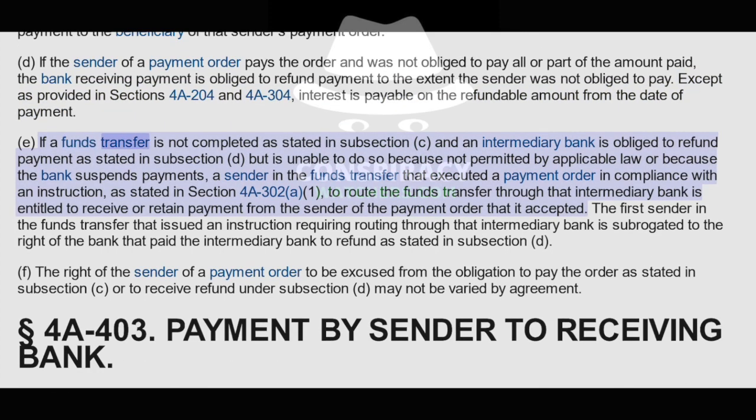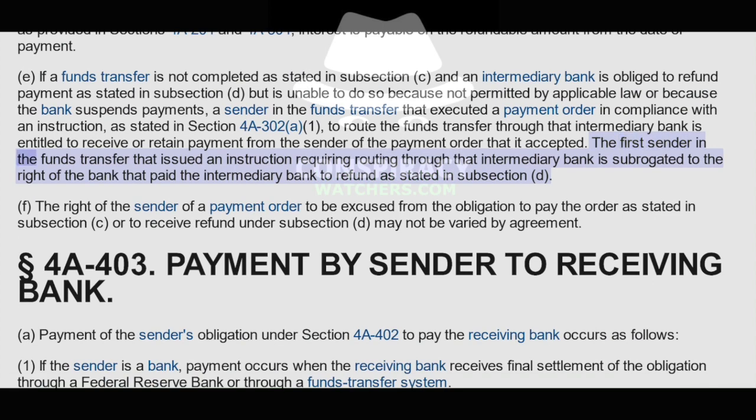If a funds transfer is not completed as stated in subsection and an intermediary bank is obliged to refund payment as stated in subsection but is unable to do so because not permitted by applicable law or because the bank suspends payments, a sender in the funds transfer that executed a payment order in compliance with an instruction, as stated in section 4A302, to route the funds transfer through that intermediary bank is entitled to receive or retain payment from the sender of the payment order that it accepted.